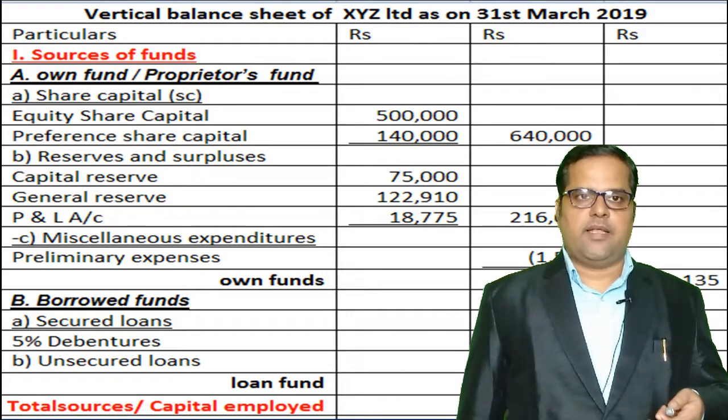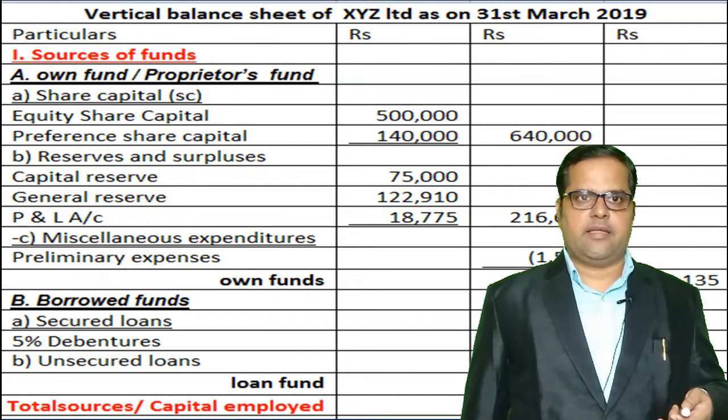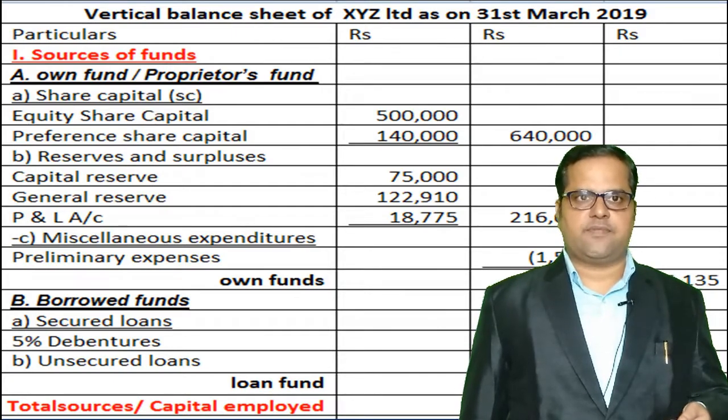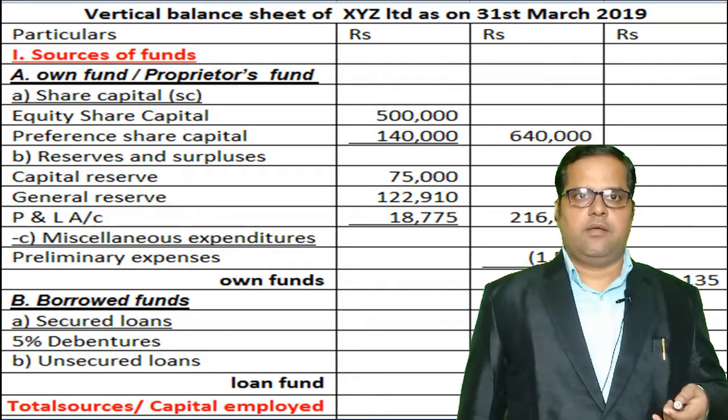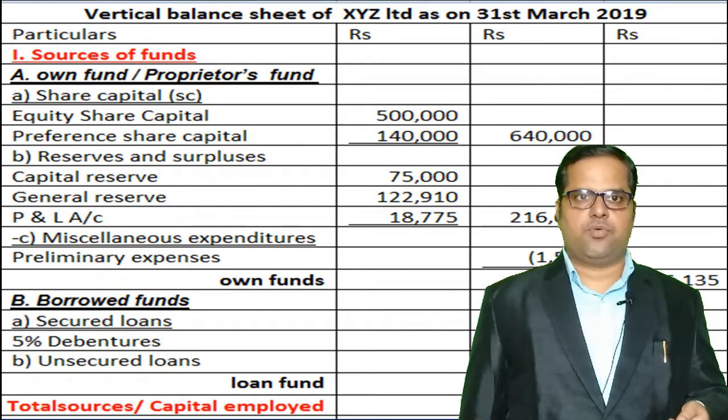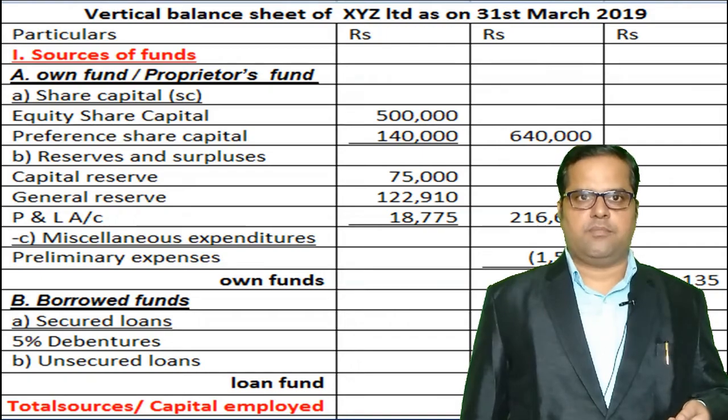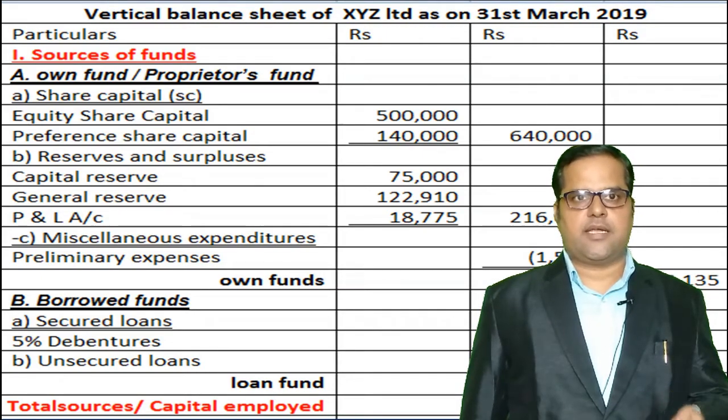So while solving the format, begin with the heading sources of funds. Under that you write A, capital letter A, own fund or proprietor's fund. Below that we have to cover three subheadings. Start with share capital, so small a will be for share capital. Under this we have two types of share capital, equity share capital and preference share capital. Write their amount in first column and take the total to second column.